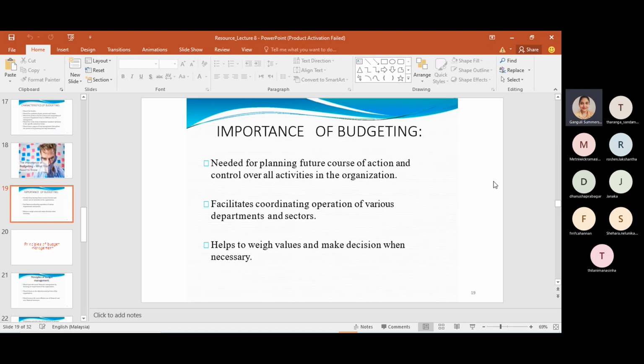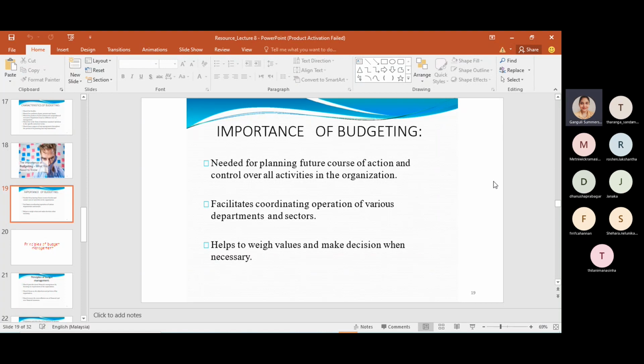So this is another importance of budgeting. It allows you to coordinate with different departments. The different departments learn how to come together and work as a team to make the budget. So it allows coordination between various departments. That is another importance of budgeting.